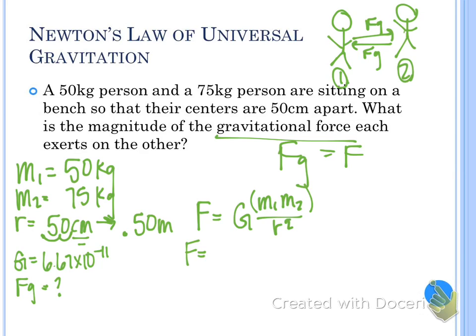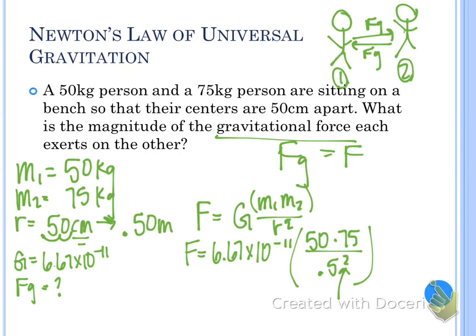Okay, so we're solving for F. We're going to plug in G. We'll take 50 times 75 over 0.5 squared. We cannot forget to square that radius value. That's a very, very common algebra mistake that people make in these problems. We cannot forget to square that. Okay, that's very, very important. And just the radius gets squared. Okay, so 0.5 needs to be squared.